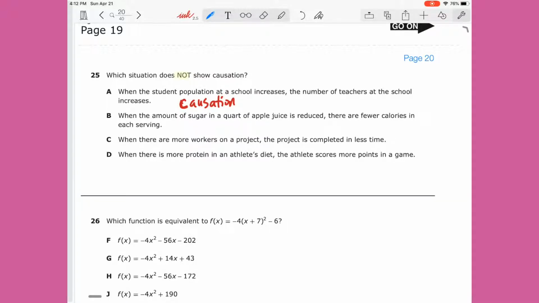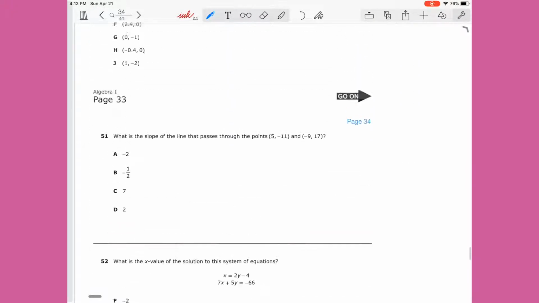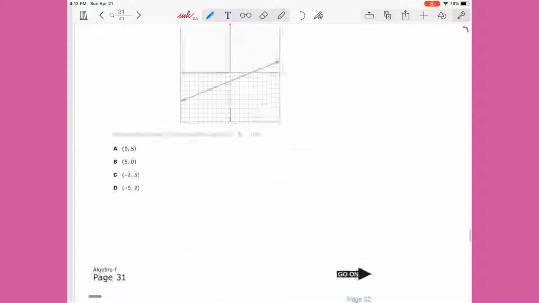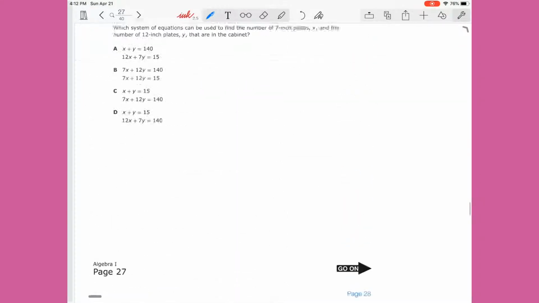The amount of sugar in a quart of apple juice is reduced, the fewer calories in each serving. I would also say that that's causation. When there are more workers on a project, it is completed in less time. Well, yeah, I would definitely say that that is causation. You have more workers on the job, the faster the job is going to get finished.